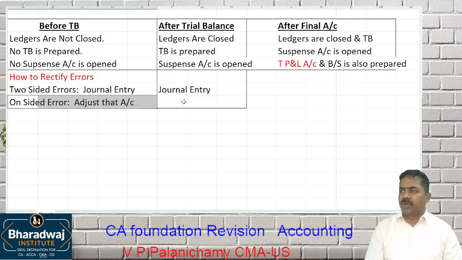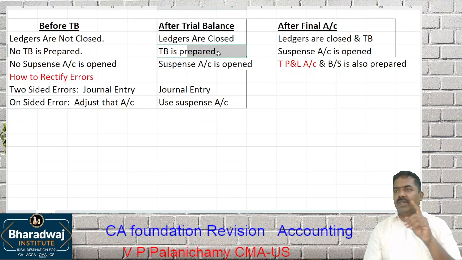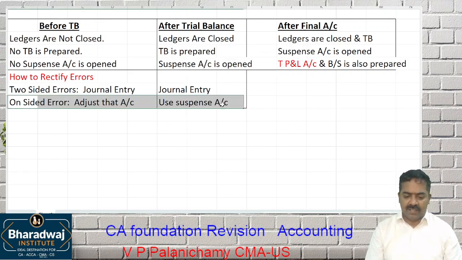For one-sided error, what to do? Use suspense. Use which account? Suspense account. Why use suspense account? Because trial balance is prepared. One-sided error will affect the trial balance. So trial balance will not tally. So you open which account? Suspense account. Close that account. Use suspense account for all one-sided errors.